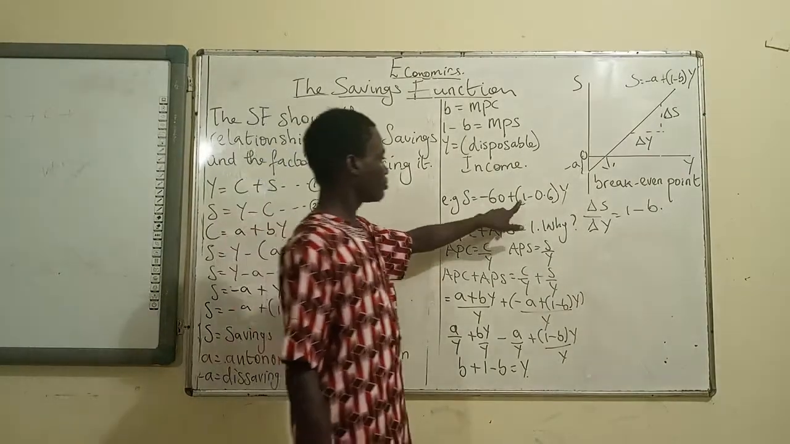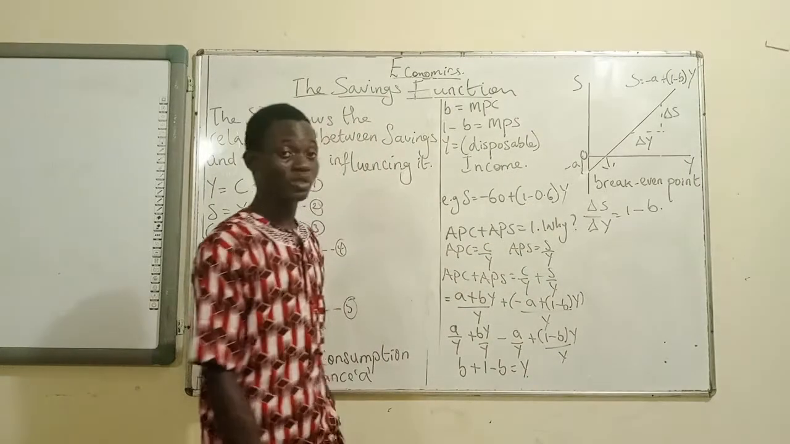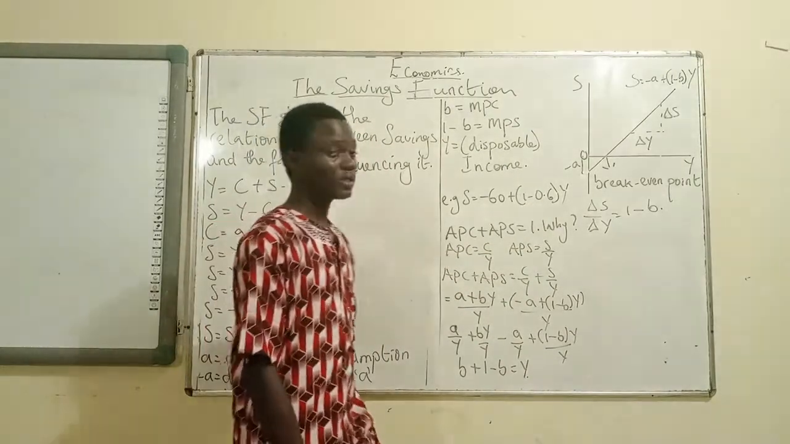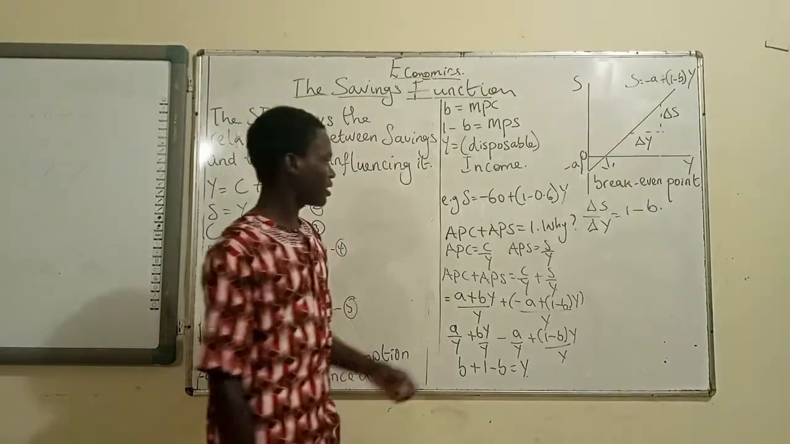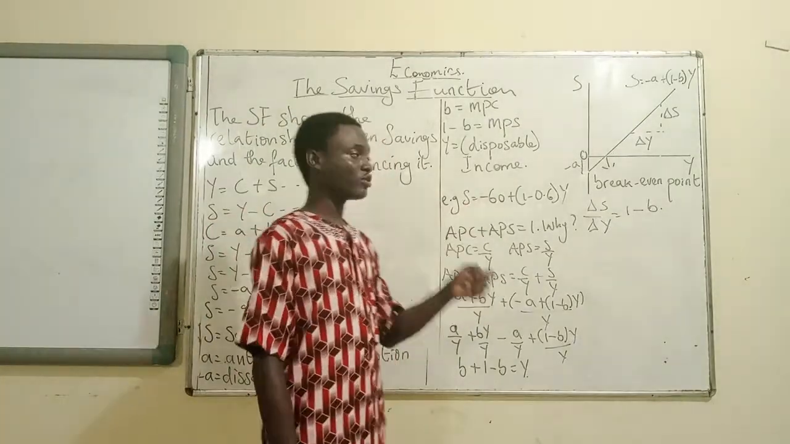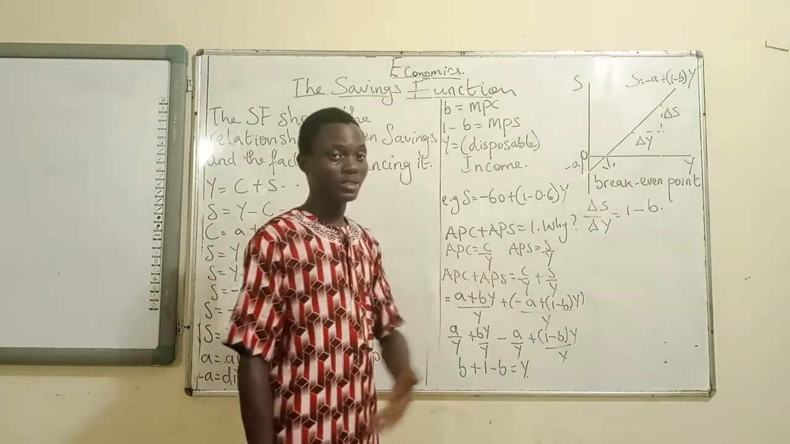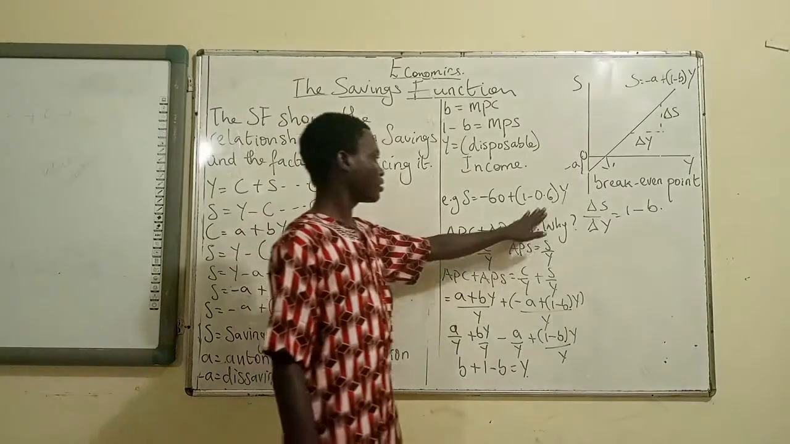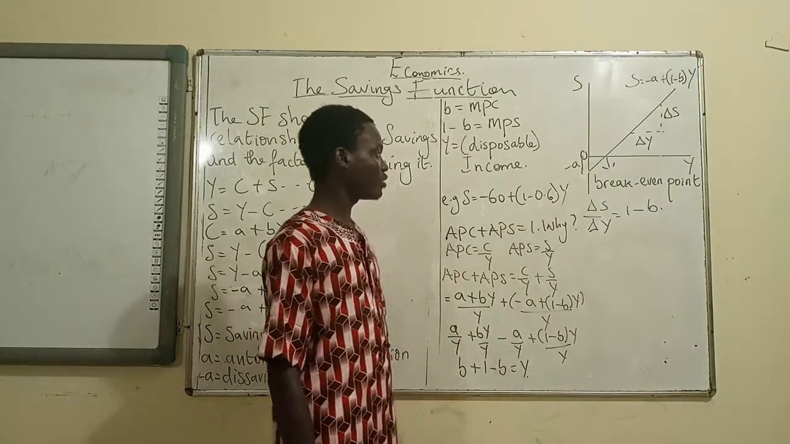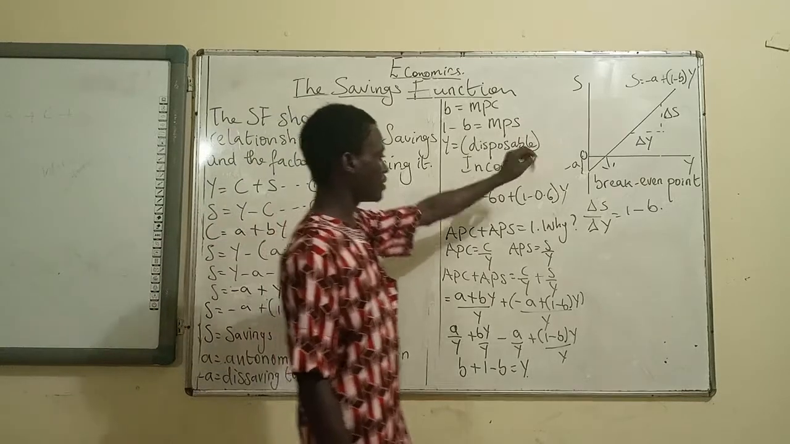Then we have 0.6, which is the MPC. So 1 minus 0.6, which gives us 0.4, is the marginal propensity to save. That's telling us that for every increment in Y, 0.4 of it will be saved. Like for every 100% change in Y, 40% of it will be saved, and 60% of it will be consumed.